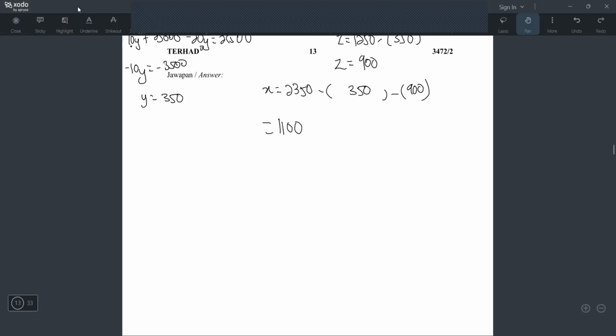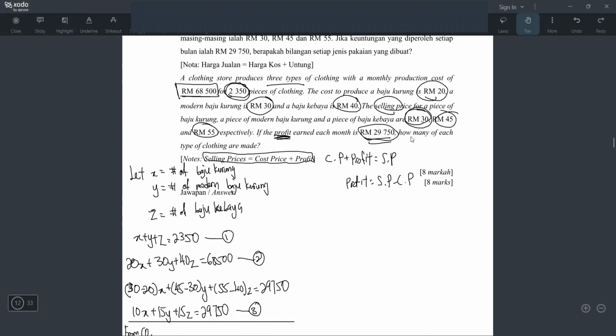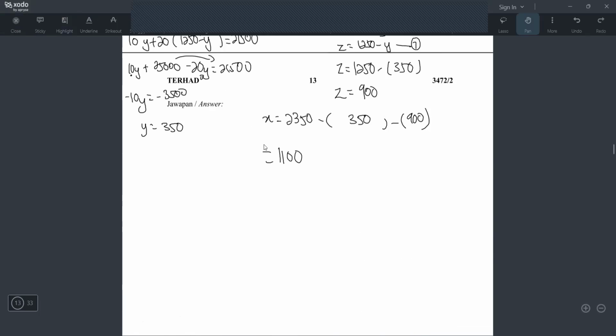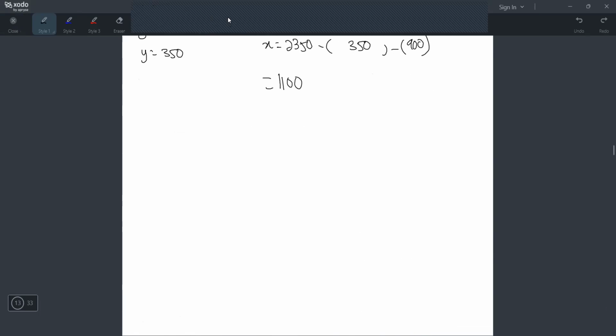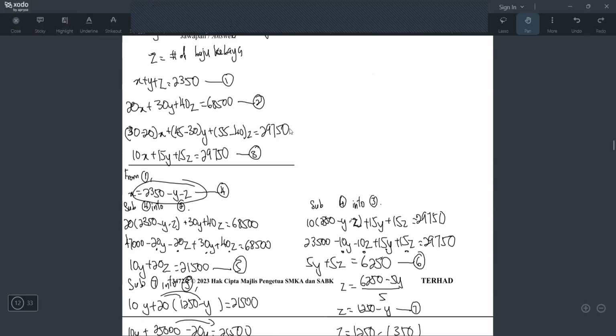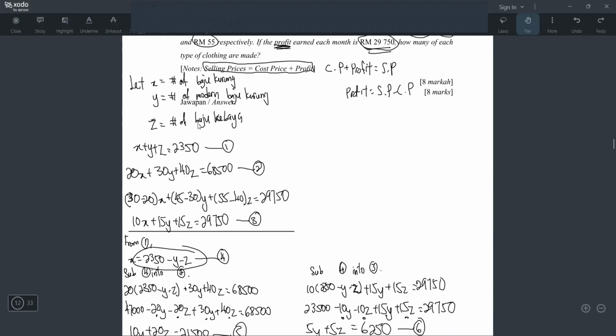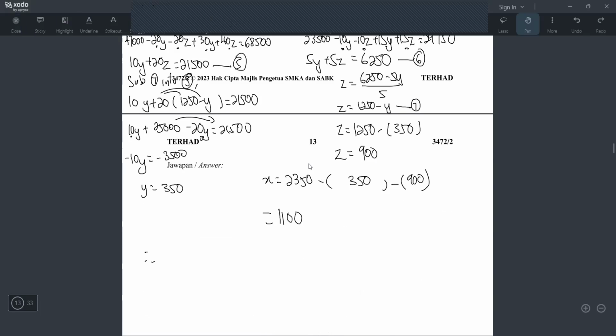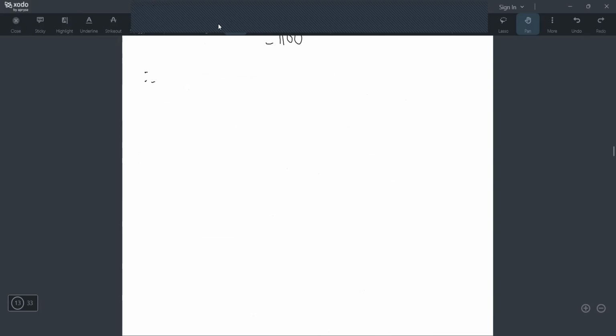Okay, but you cannot stop here, because this question actually asks you to find how many of each type of clothing made. So I actually have to write it out. I cannot just write x equals, y equals, z equals, because this x y z is not in the question, right? I put it myself, right? So the x can represent whatever you want, right? So it's important to write number of each type of clothing made, right?